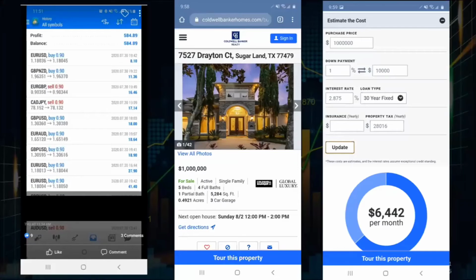You can change your whole family's lifestyle just by learning how to trade. Your kids can learn how to trade. Your spouse can learn how to trade. Your friends can learn how to trade, right? And you don't have to get a $1 million home.